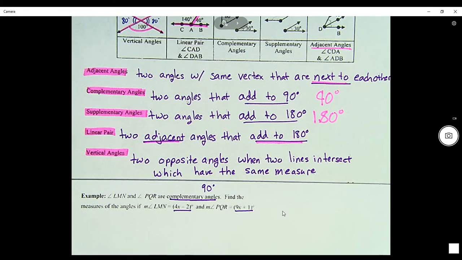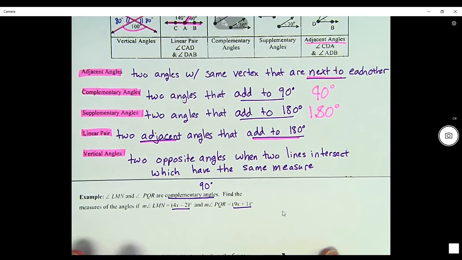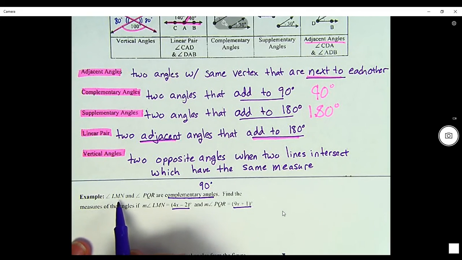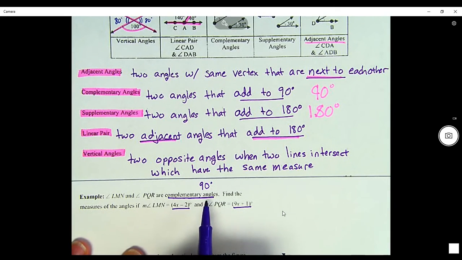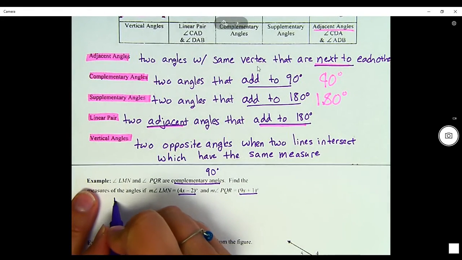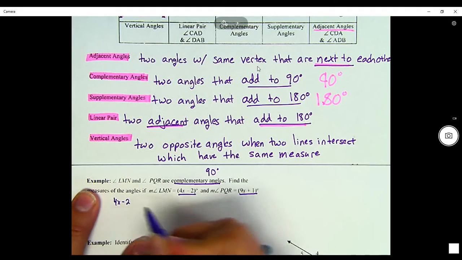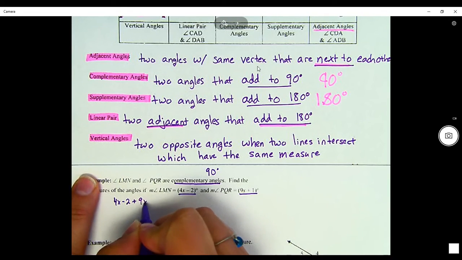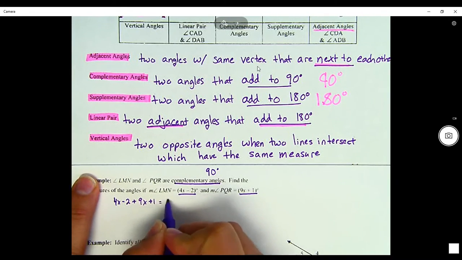Okay, y'all, let's go over the examples. Now, in this first example, it says that angle LMN and angle PQR are complementary angles. Complementary adds to 90 degrees. They want you to find the measures of the angles if the measure of angle LMN is 4x minus 2 and the measure of PQR is 9x plus 1. I know that this angle plus this angle equals that total number of degrees. So here we go. 4x minus 2 plus 9x plus 1 equals 90.